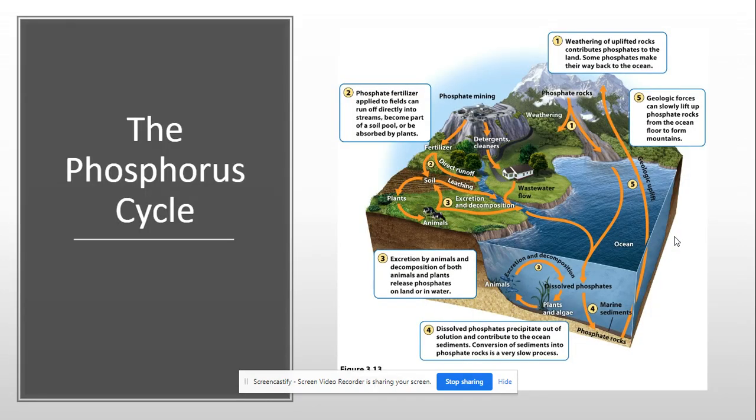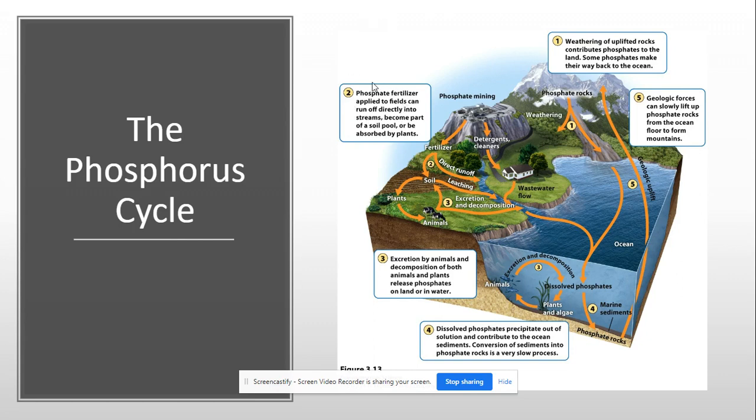So here, taking a look at the steps of the phosphorus cycle, we can see that the main component of this cycle is the fact that it tends to come from rock or sediment. So how might that phosphorus then move within the cycle? That would be through erosion or weathering. So we can see in step 1 here, the weathering of any uplifted rock that might contribute to phosphates in the land can sometimes make their way to oceans due to runoff.